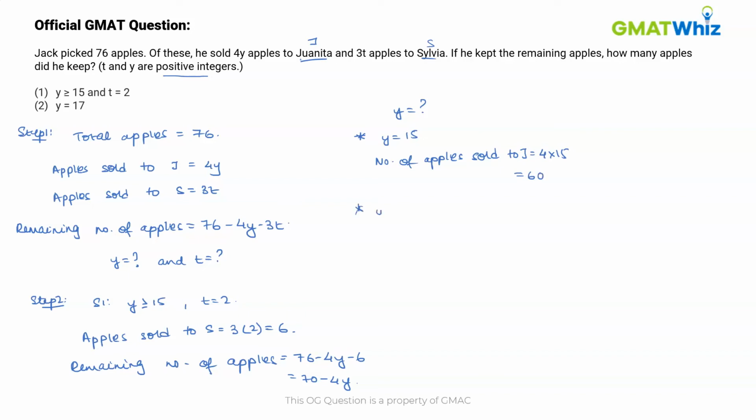And if Y is equal to 16, then the number of apples sold to J will be equal to 4 times 16, which is equal to 64. So, we are getting multiple values of Y. Hence, statement 1 is not sufficient, and out of the given options, we eliminate A and D. We now check the sufficiency of statement 2.